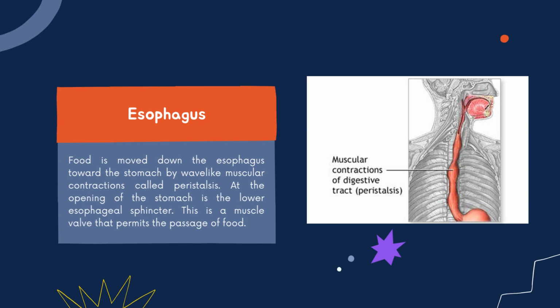Third, we have the esophagus. Food is moved down the esophagus toward the stomach by wave-like muscular contractions called peristalsis. At the opening of the stomach is the lower esophageal sphincter, which is a muscle valve that permits the passage of food.